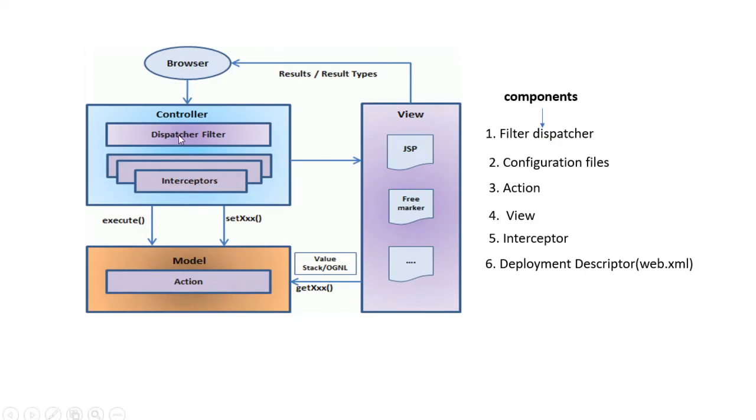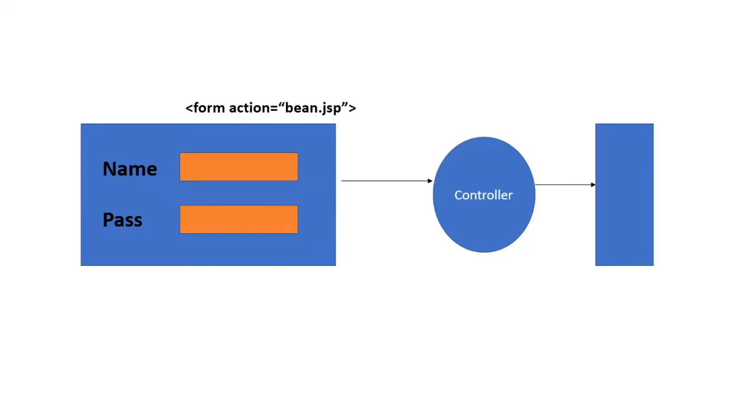Okay, so this is what a dispatcher does. Again, we will take just a simple example. Here you can see there is a form which is taking a name and password from the user. Okay, and the action is what? bean.jsp. So once you click on this form, the form will get submitted where? Onto bean.jsp, or the action gets called, that is the bean.jsp page.